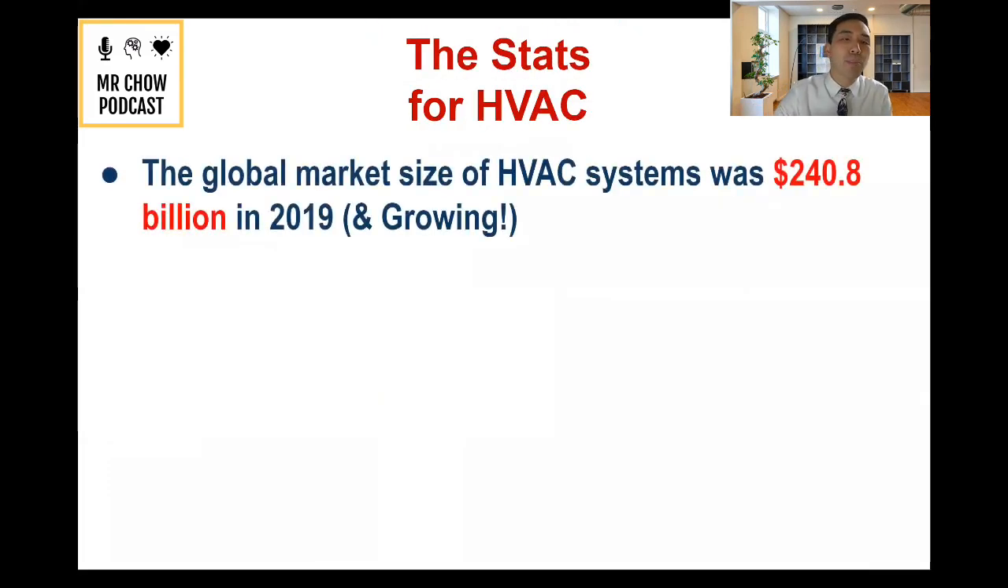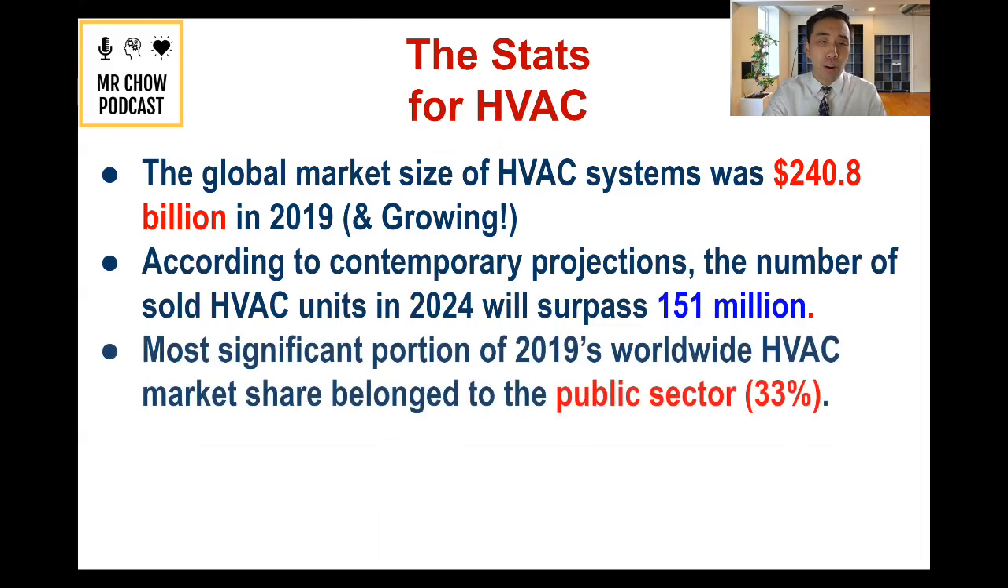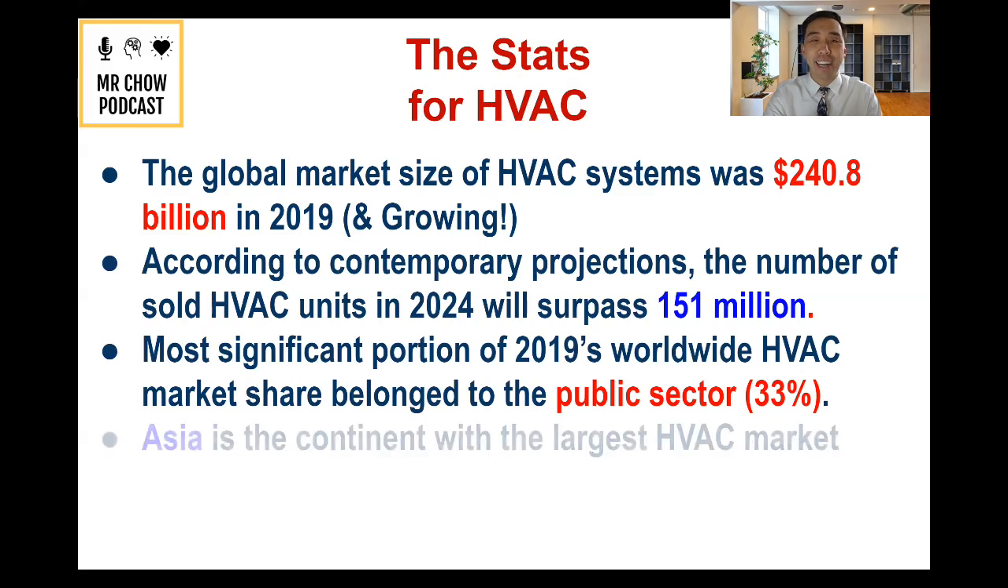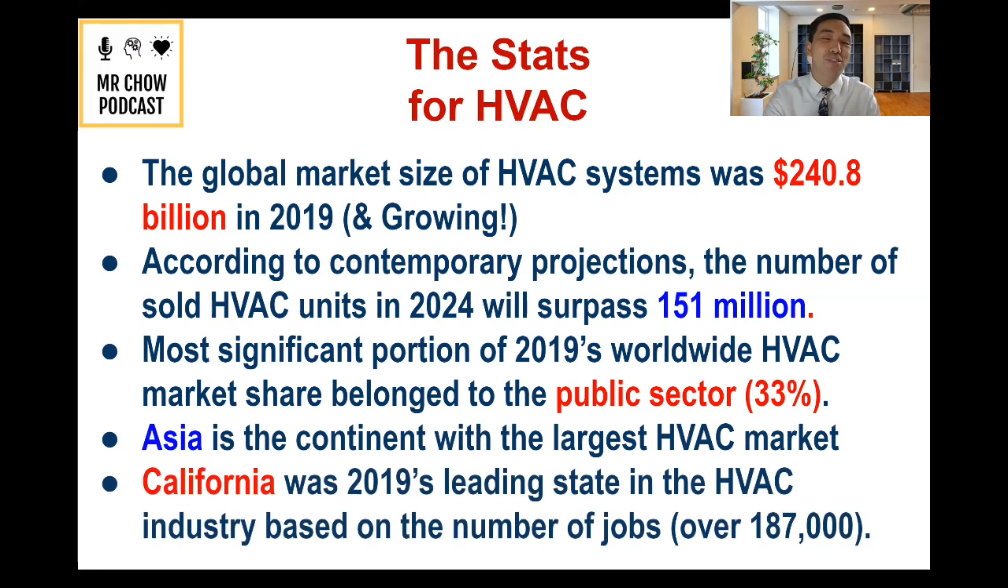Let's quickly look at the stats. I don't know if you knew this, but the global market for HVAC systems was $240 billion in 2019. According to contemporary projections, the number of sold HVAC units in 2024 will surpass 150 million. There's a huge need here when it comes to HVAC, and everyone kind of needs a cooling and heating system in their building. But the most significant portion of the 2019 worldwide HVAC market share belonged to the public sector. So a lot of commercial buildings are getting HVAC systems. Asia is the continent with the largest HVAC market. California is the leading state in HVAC purchases and jobs, over 187,000. So pretty interesting stuff when it comes to HVAC and really the demand over the next decades.